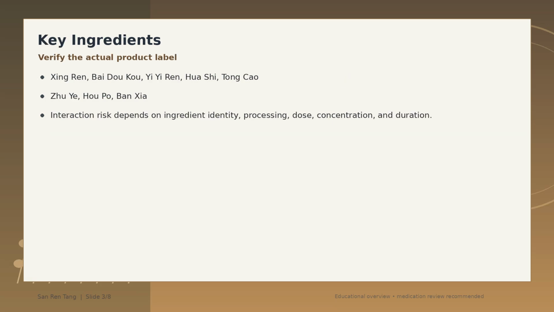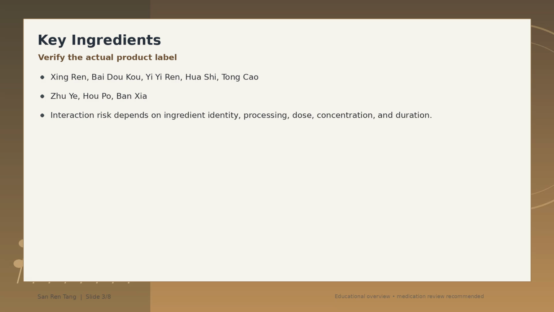Key herbs commonly associated with this formula include San Ren, Baiduku, Yi Ren, Huashi, Tong Kao, Zhu Yi, Hupo, Banzia. In classical formula analysis, some herbs address the principal mechanism, others support the chief action, and others harmonize or direct the prescription. The exact composition can vary by lineage, manufacturer, granule concentration, and modification.